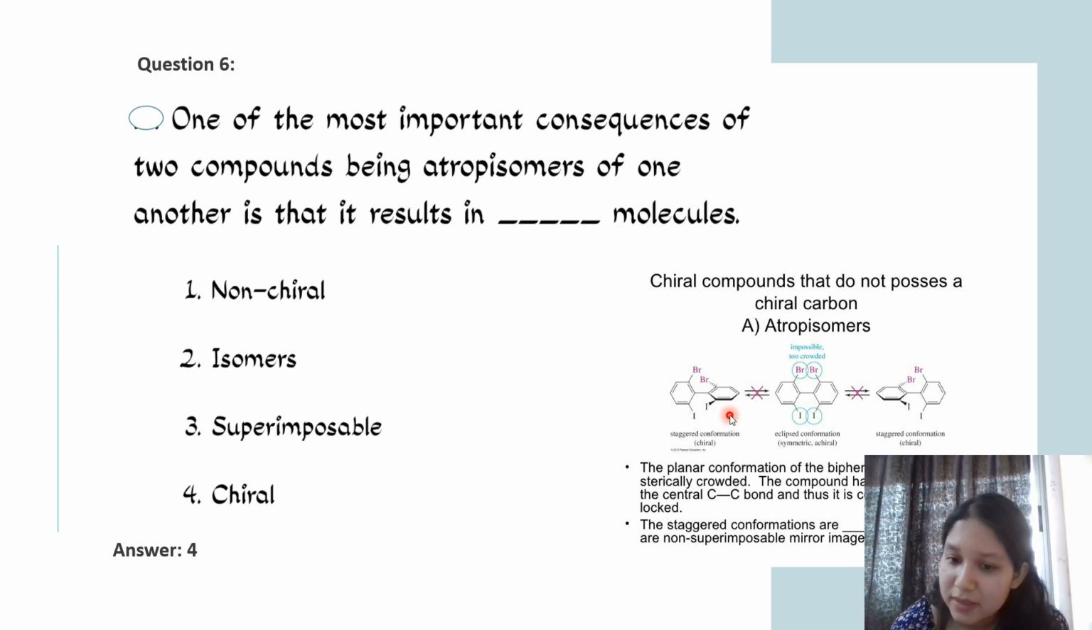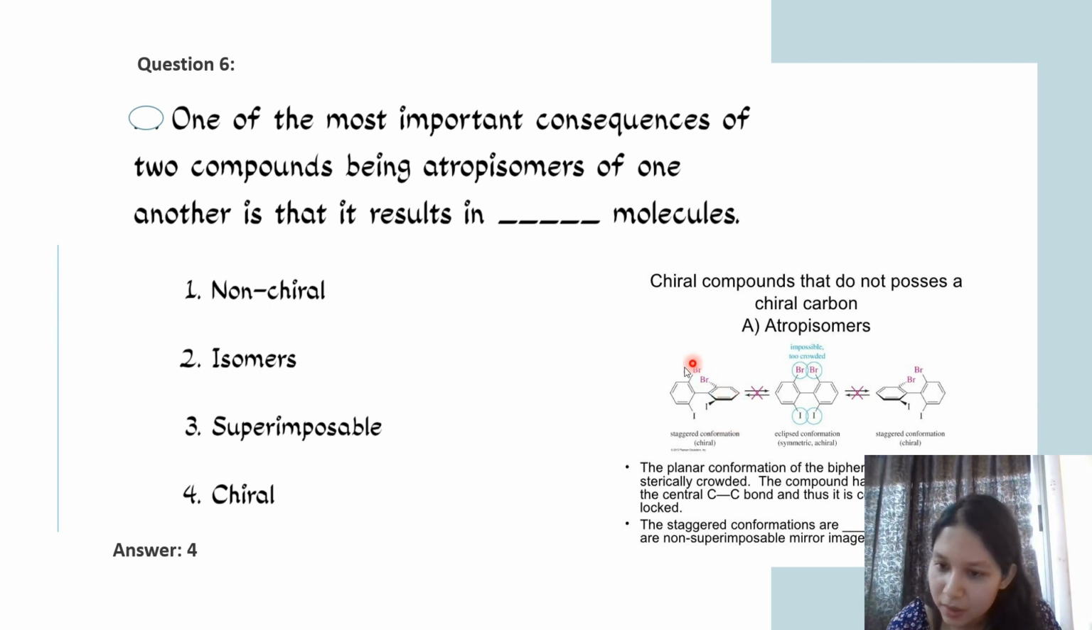and such types of molecules result in non-superimposable mirror images. Thus, if we go back to our options, isomerism in molecules results in chiral molecules.